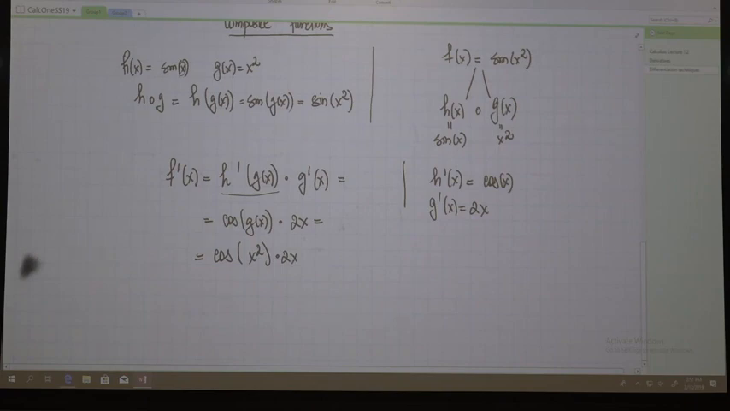So the most important part of solving such problems is to decompose this function. This is the most important part. And it is also really important for us to understand the meaning of the derivatives.